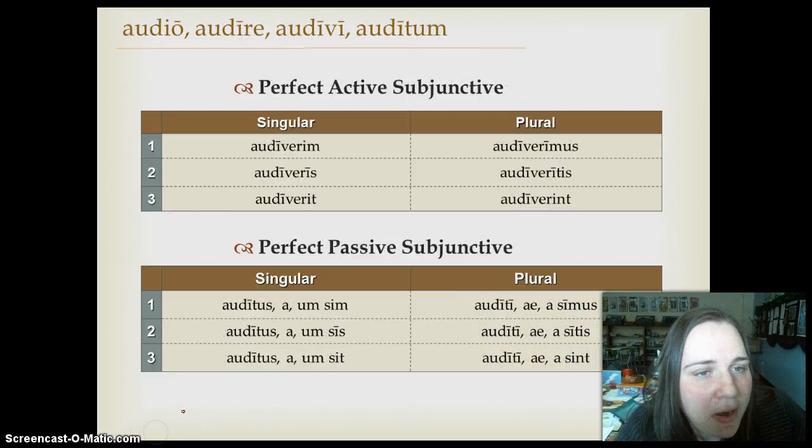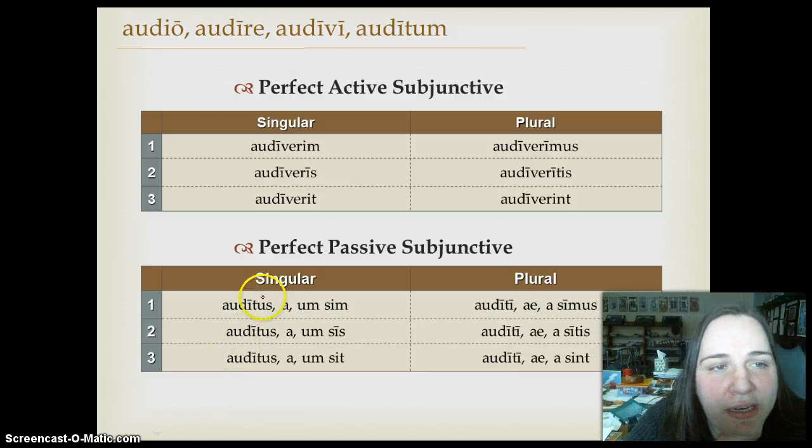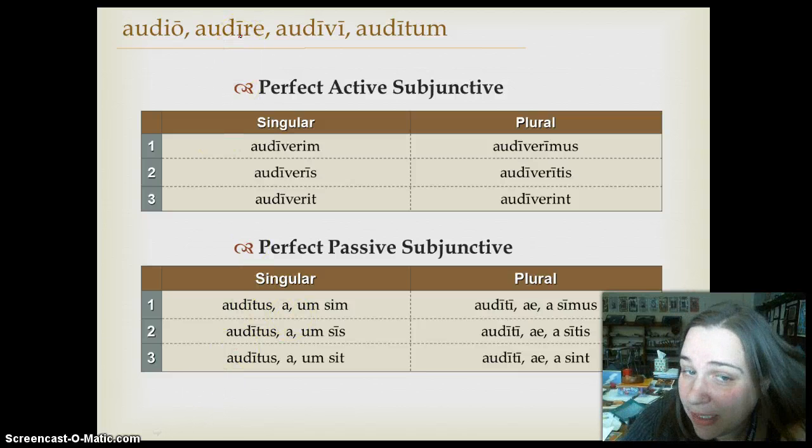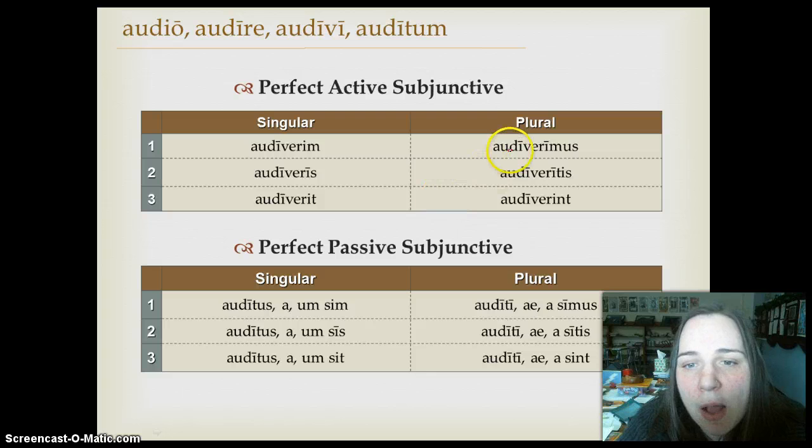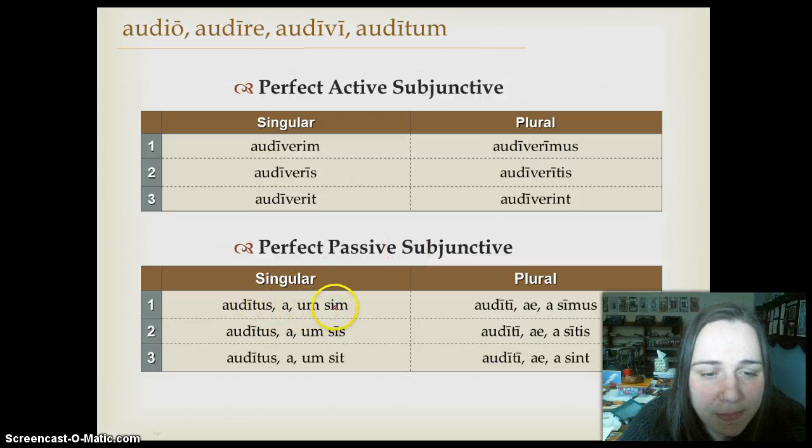Okay. And then our fourth conjugation, audio, audire, audivi, auditum. So audiverim, right? Audiveris, audiverit, audiverimus, audiveritis, audiverint. Perfect passive, right? Auditus sim, auditus sis, auditus sit, auditi simus, auditi sitis, auditi sint.